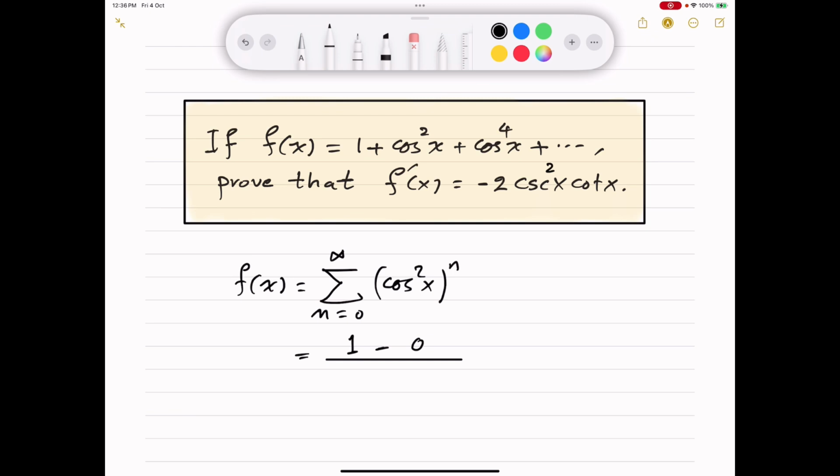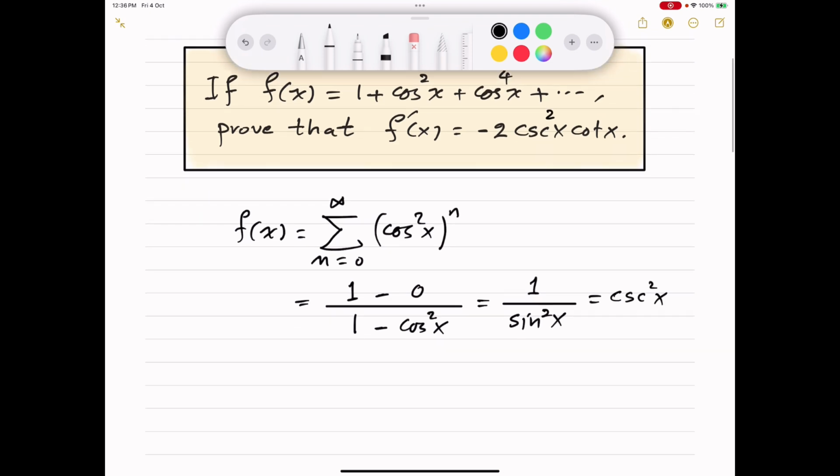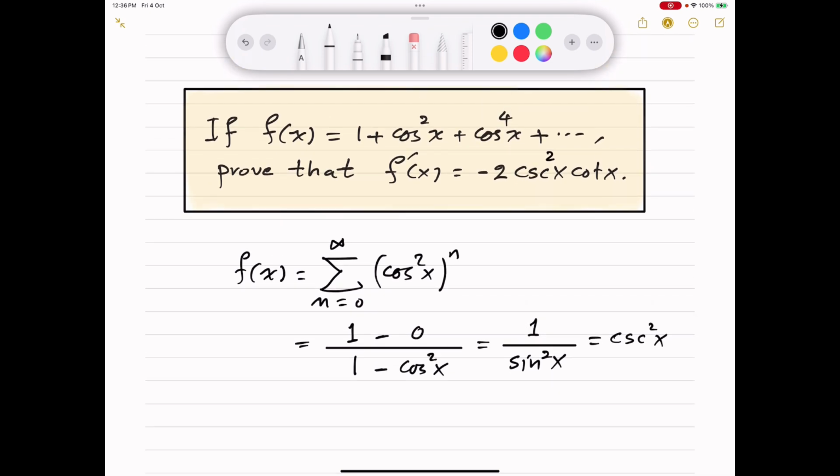And then we need to divide by 1 minus the common ratio, which is cosine squared of x. And that's going to give us 1 divided by sine squared of x, which is cosecant squared of x. So this whole thing, f of x, is at the end equal to cosecant squared of x.